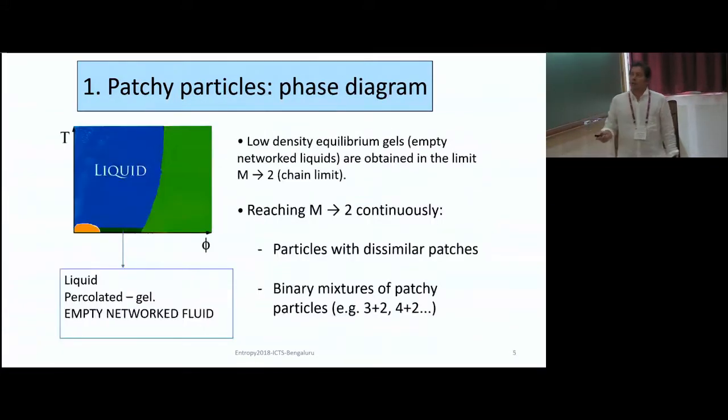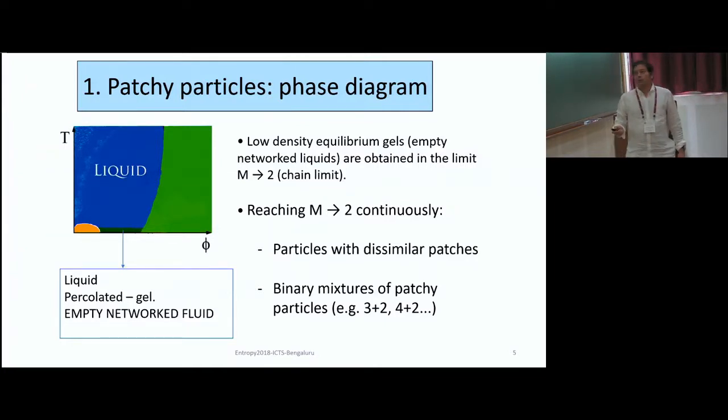So you can get low-density equilibrium gels or empty network liquids here in the phase diagram if you go to this limit, the limit where the number of patches per particle goes to 2, kind of the chain limit. You cannot do it in the chain limit because you lose the network if you go to chains. But if you approach 2 from above, you can try to reach this limit, and you get this empty network in this region of the phase diagram. So how to do it? How to reach these limits continuously?